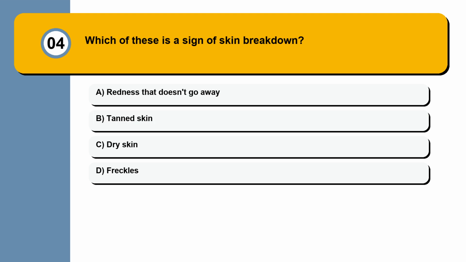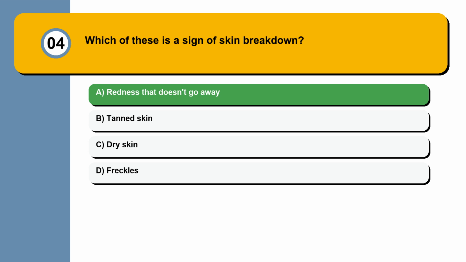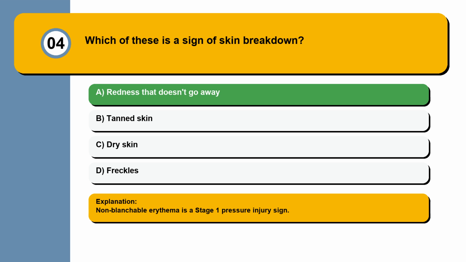Question 4. Which of these is a sign of skin breakdown? Redness that doesn't go away. Tan skin. Dry skin. Freckles. Non-blanchable erythema is a stage 1 pressure injury sign.